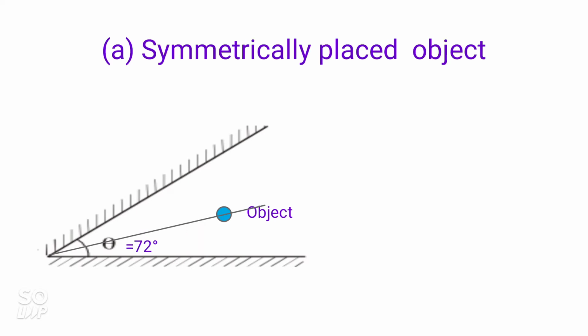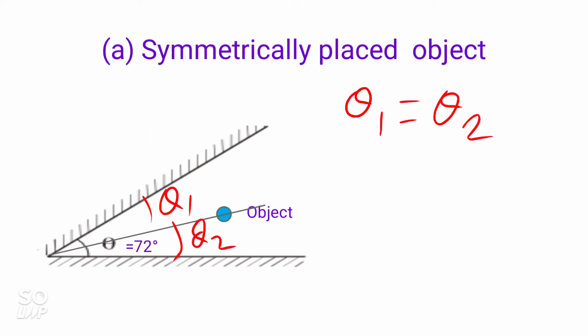Okay, the first condition of this case is that if theta 1 is equal to theta 2, then the object is said to be symmetrically placed. This theta 1 and this theta 2, if they are equal, then the object is placed symmetrically. This time the number of images n will be equal to k minus 1. Okay, now let's take an example of k odd and a symmetrical position of the object.